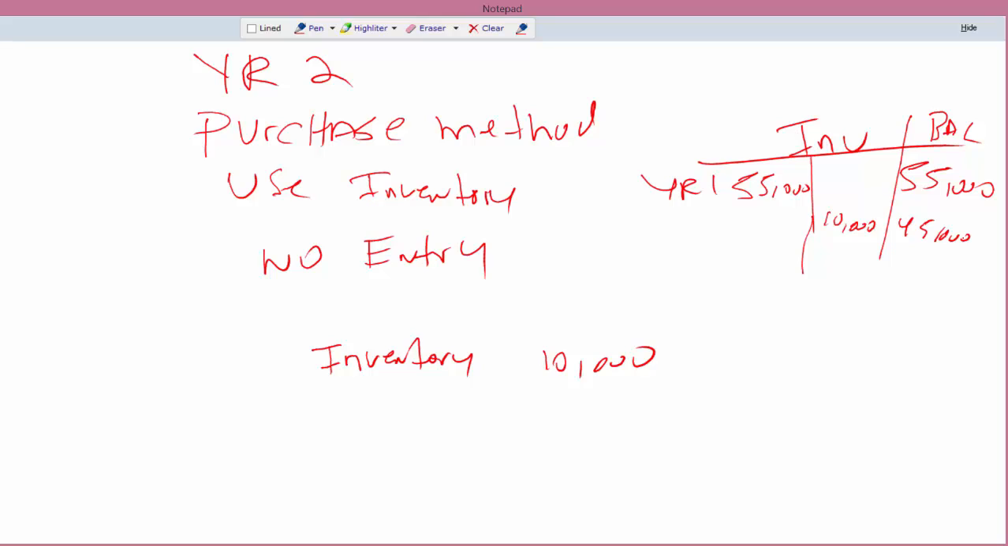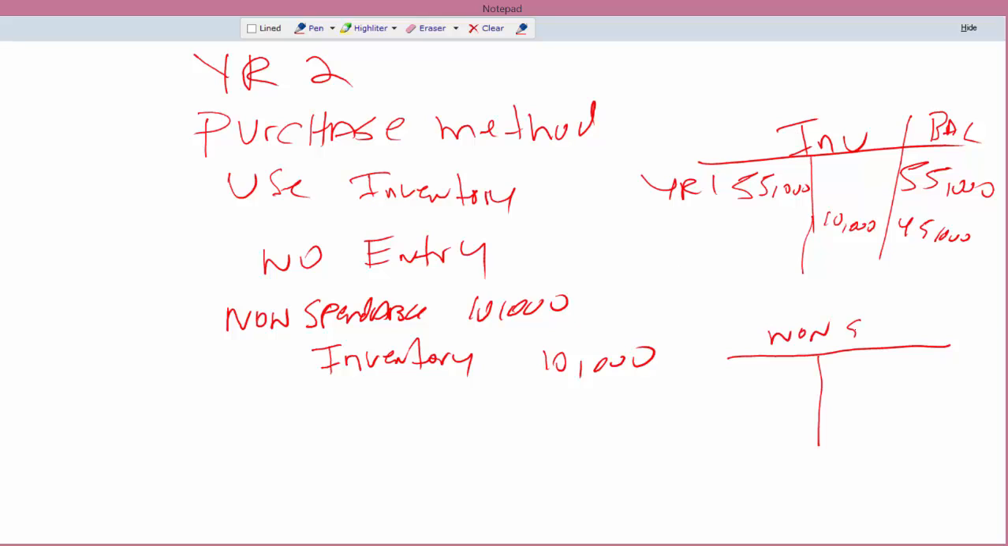Okay, so you credit the inventory 10,000. I have to debit something, don't I? I'm going to debit the non-spendable fund balance. How about that? For 10,000, right? And so when I debit the non-spendable fund balance, I had last year credited it for 55. That was year one. So it had a balance of 55. And didn't I just debit it for 10? Does it have 45,000 sitting in there? Does my balance sheet balance?